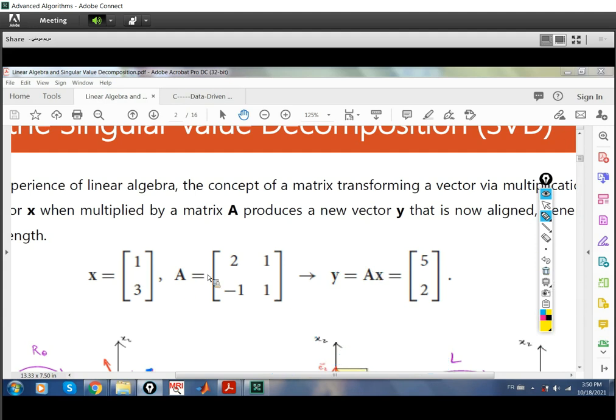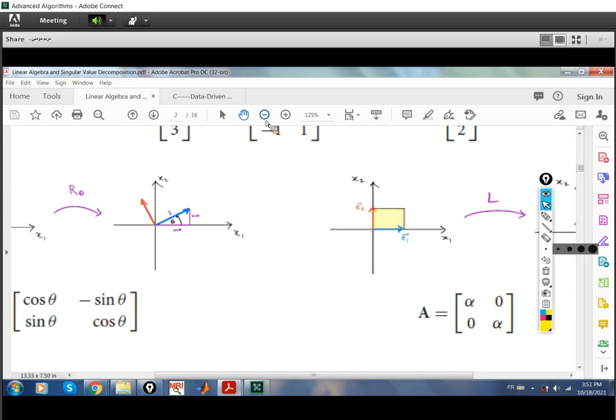And this A is the mixture of rotation and stretching. In the book, you can see the result of this matrix. Okay.